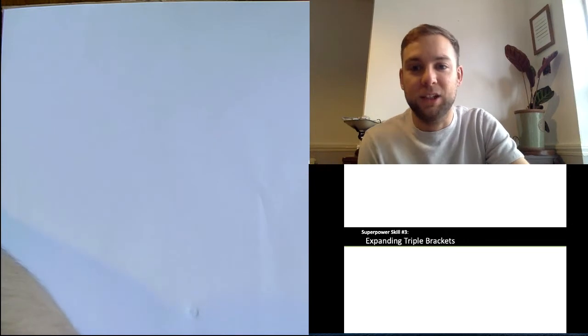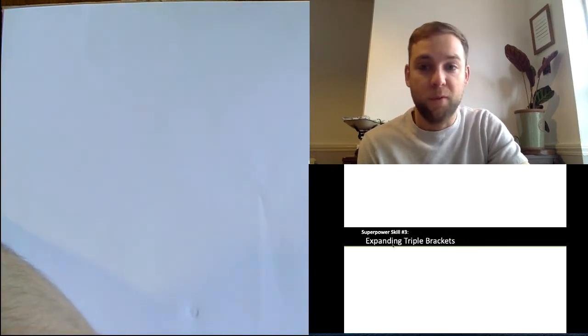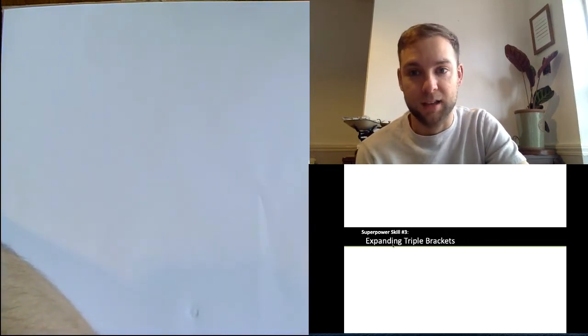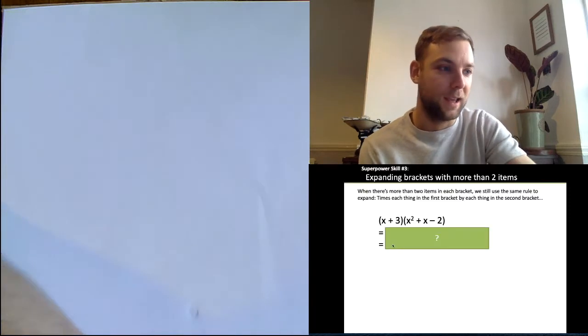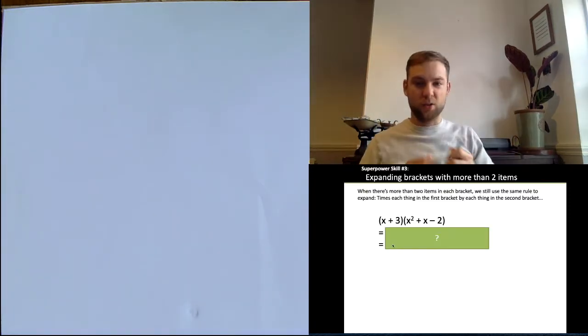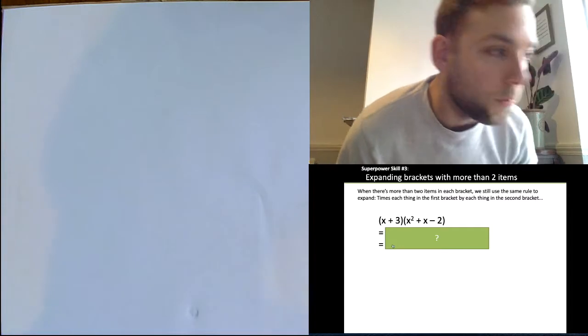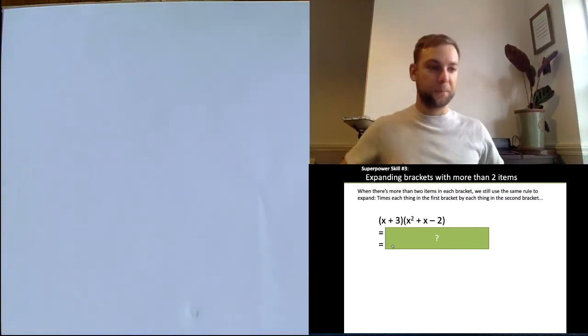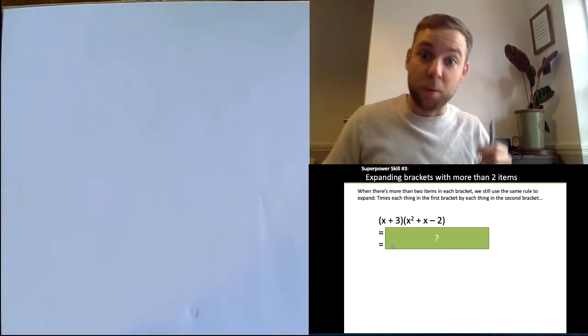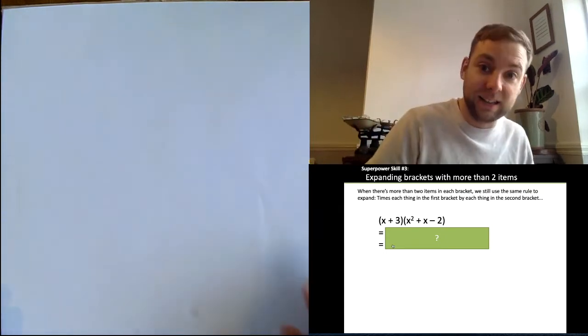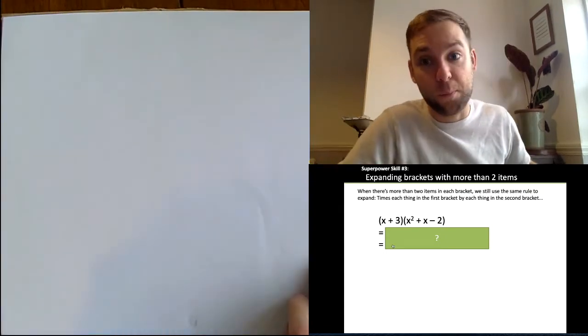Hello and welcome to this morning's lesson, which is expanding triple brackets. Now, before we have a look at expanding triple brackets, I do want to have a look at expanding brackets, which are two brackets, but one with more than two items in. So, let's have a look at this one first. Remember to get these down in your notes. The title today is expanding triple brackets.